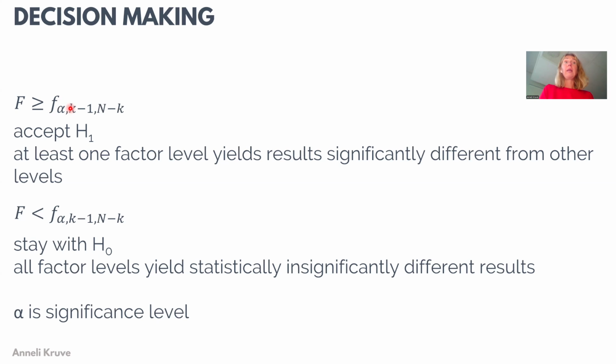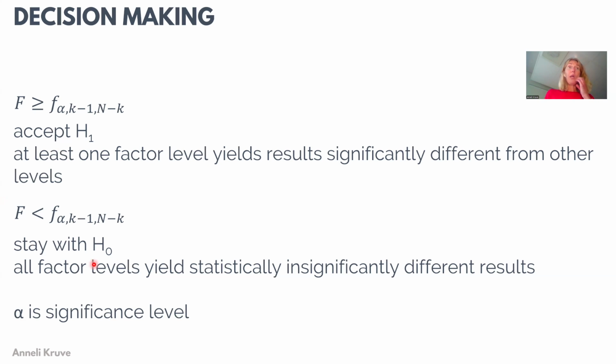And depending on this, if the variance caused by the factor levels is larger than what the test suggests, then we are accepting the alternative hypothesis, so saying that there is at least one factor level which is causing significantly different results from the other levels. Or if it is smaller, that means that probably the differences in the means for the different samples are explainable by the random variation alone, and we should stay with the null hypothesis.